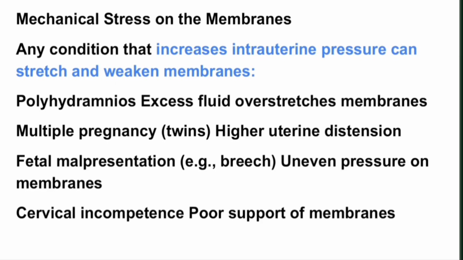So the other thing we need to talk about is multiple pregnancies. In an instance where there are twins, there's going to be high uterine distension, which can cause progressive weakening or micro tears, and which can cause leakage from the cervix. The other thing we can also look at is fetal presentation. In a breech presentation, there's uneven pressure on the membranes, and that also can predispose a mother to having PROM. Also cervical incompetence can cause poor support of the membranes, which can also cause PROM.